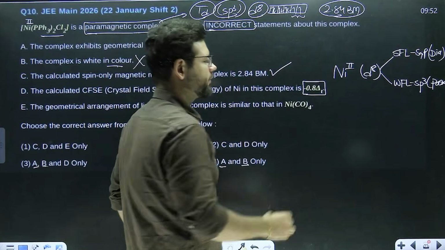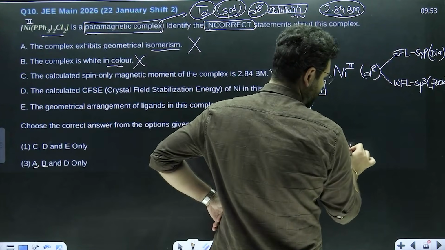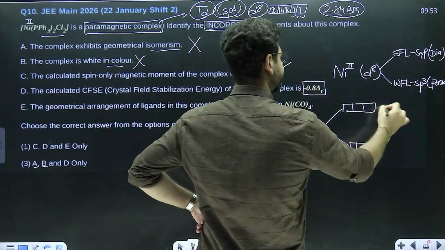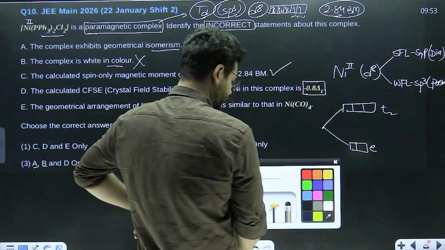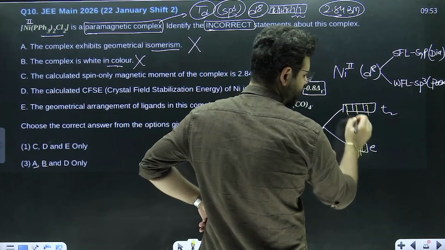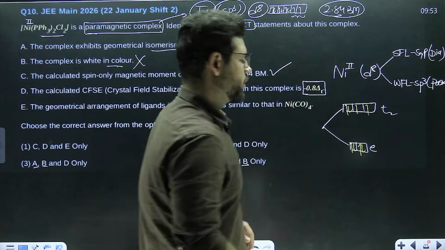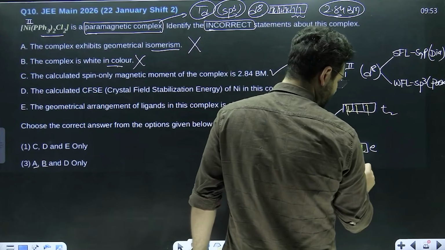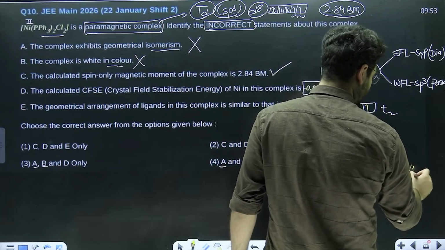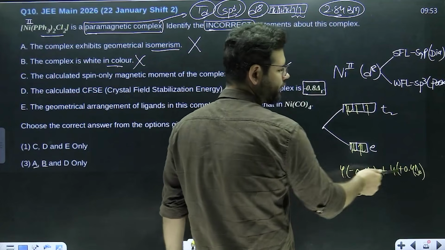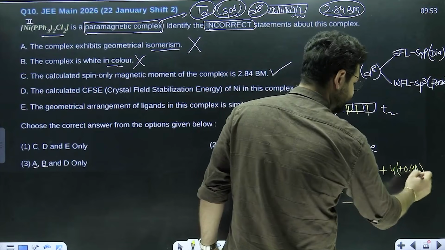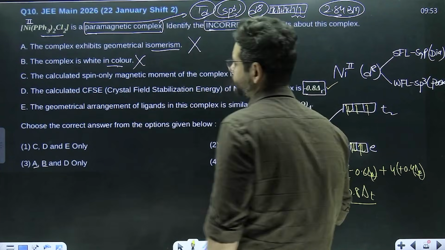For this we have to write the CFT. In tetrahedral CFT we know the E set goes down and the T2 set goes up. Let's fill D8 with the weak field ligand: 1, 2, 3, 4, 5, 6, 7, 8. 4 are sitting down at a level of minus 0.6 delta. 4 are sitting up with a level of 0.4 delta. So 1.6 minus 2.4, which is minus 0.8 delta T. So yes, this is also correct.